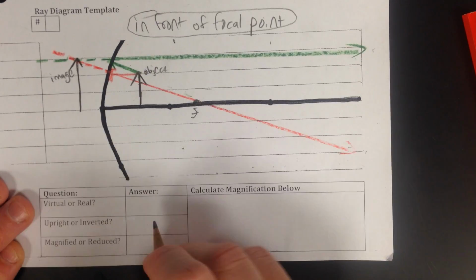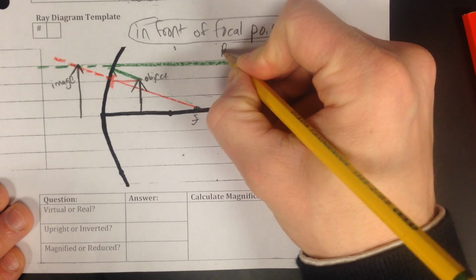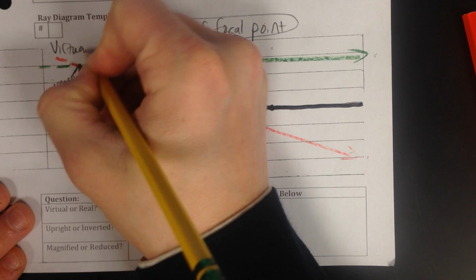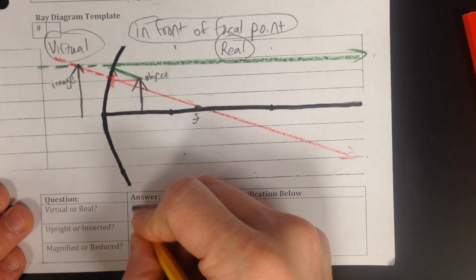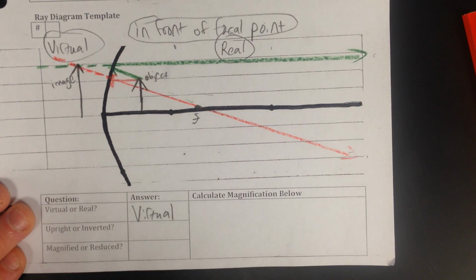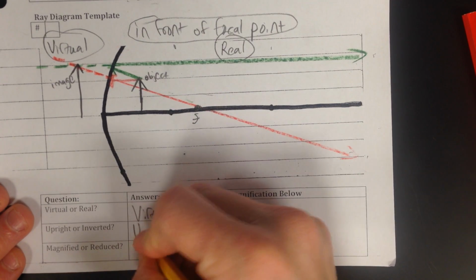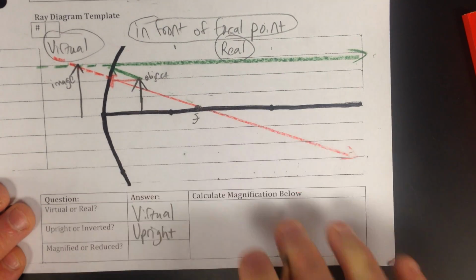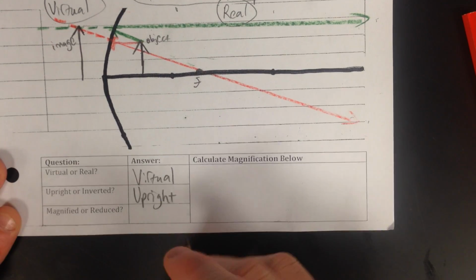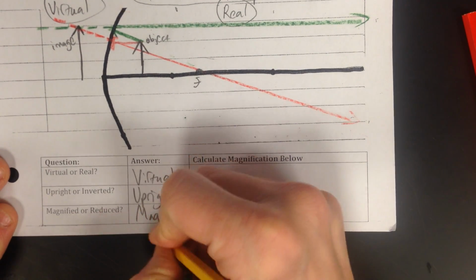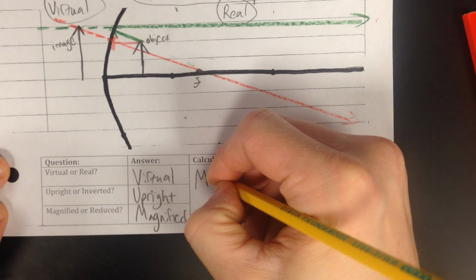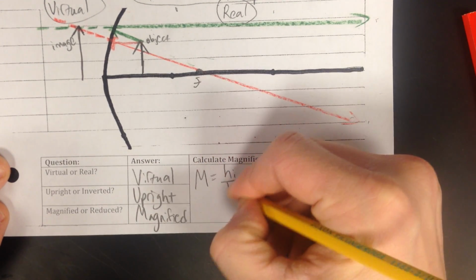Okay, so let's describe this image. Well, it's not on the real side of the mirror. It's on the virtual side of the mirror. Is it upright or is it inverted? Well, it looks upright, like a shaving mirror this time. Is it magnified or reduced? It's clearly taller, so it's magnified. Right? Now we're going to calculate the magnification of the image.